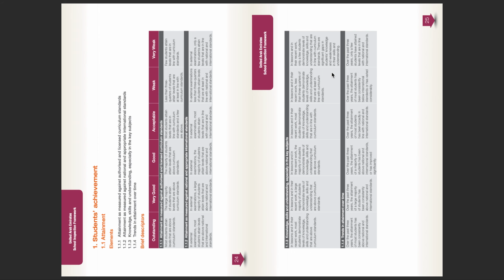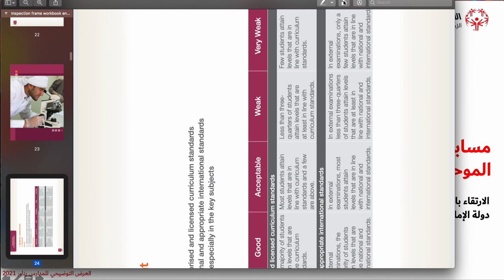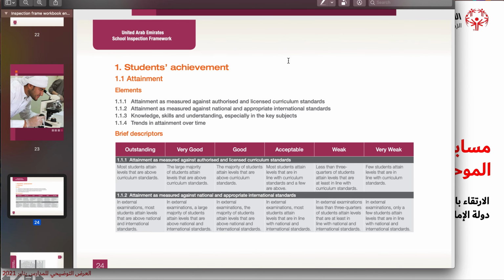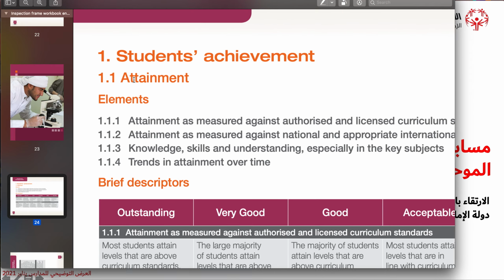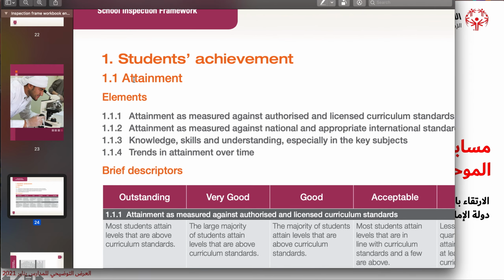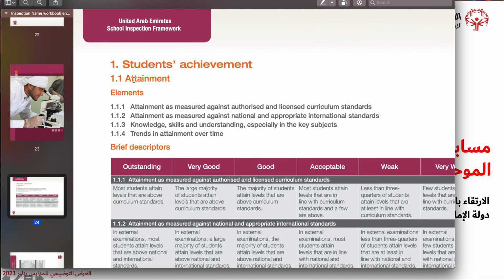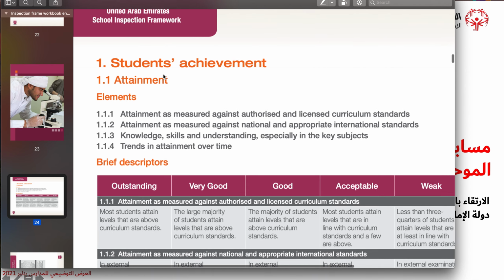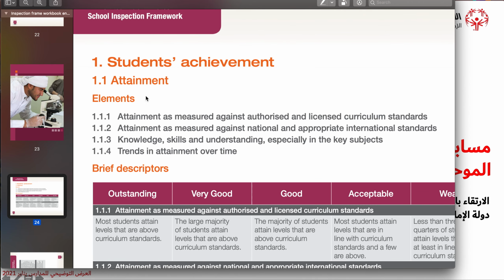Finally, here, these are the performance indicators. So let's look at one of them. This is student achievement. This is one of the 6 standards that the inspectors look at. And as you can see, each standard has elements, the indicators, and there are 4 elements in here. So student achievement is divided into four main parts. Let's discuss one of them.